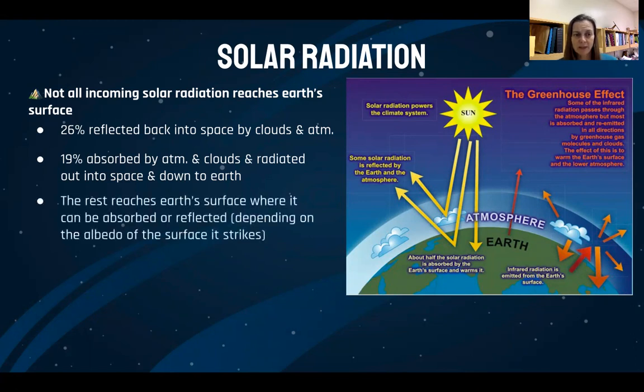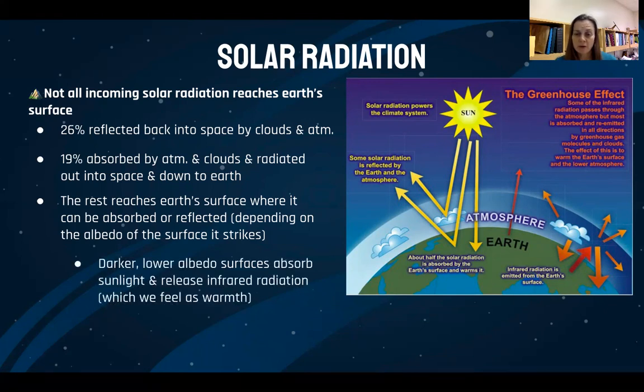And then the rest of it, so we're looking at about 55% of it here, is going to reach Earth's surface. And once it reaches Earth's surface, one of two things can happen. It can either be absorbed or it can be reflected. And whether or not it is reflected depends on essentially the color of the surface that it strikes. So the lighter it is, the more likely it is to be reflected, and that we call albedo.